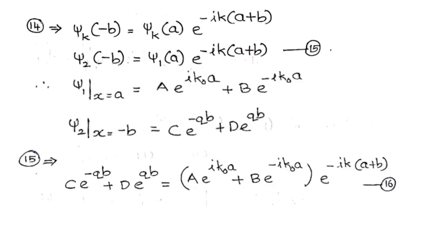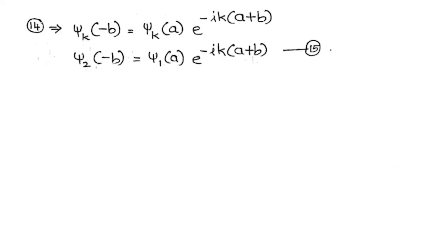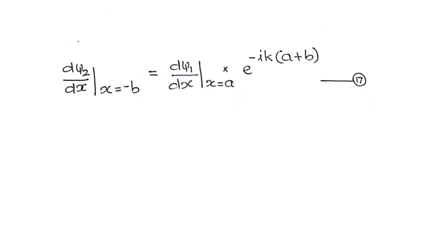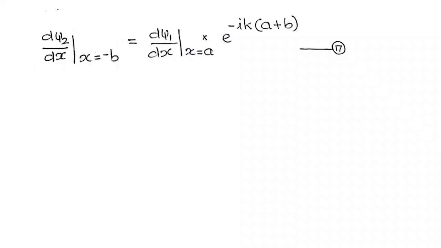So by considering the boundary conditions, equation number 15 can also be written as d psi 2 by dx at x is equal to minus b will be equal to d psi 1 by dx at x is equal to a into e raised to i k into a plus b. This is equation number 17. Now we need to calculate d psi 1 by dx and d psi 2 by dx at x is equal to a and minus b respectively.